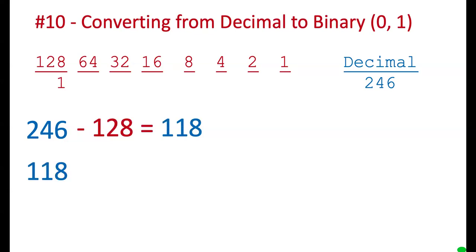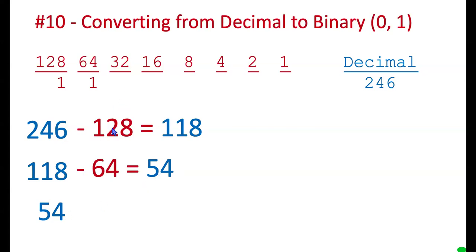As long as your subtraction is correct, it's not a problem. I owed you 246. I gave you a $128 bill. Now I owe you 118. I'm going to give you a $64 bill. So let's subtract that. I now owe you $54.